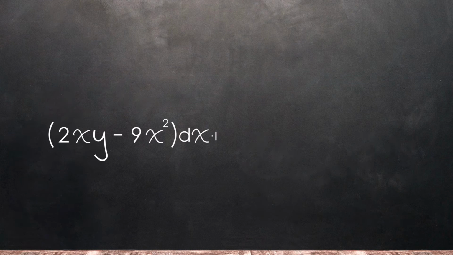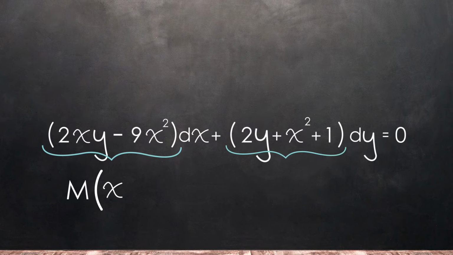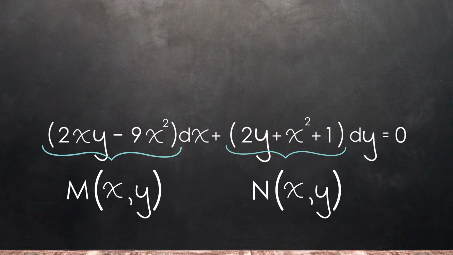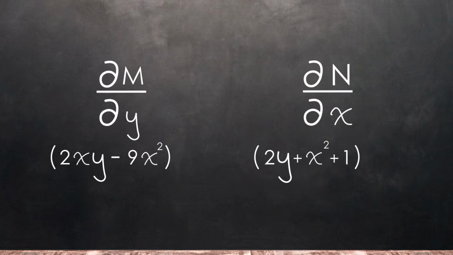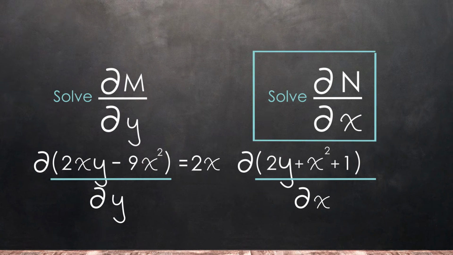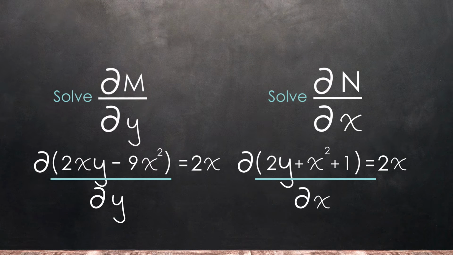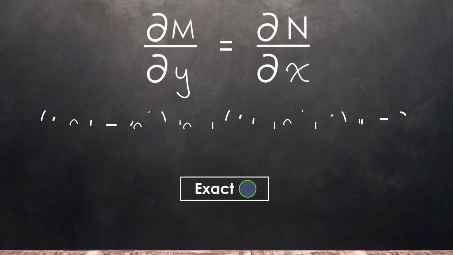Since this equation is already in standard form, we can easily determine what M and N are. The next step is to calculate the partial derivatives of M and N with respect to y and x respectively. The partial derivative of M with respect to y is 2x, and the partial derivative of N with respect to x is 2x. Since these partial derivatives are equal, our equation is exact.